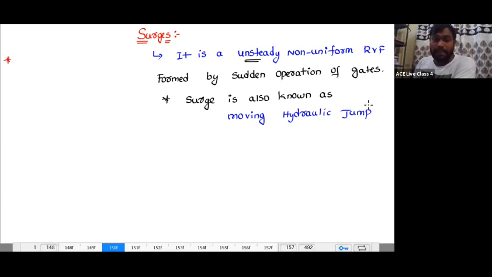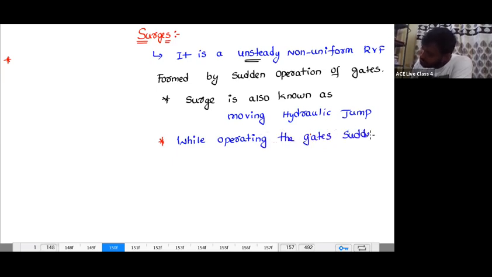So when you suddenly operate the gates, if the water level rises, while operating the gates suddenly, now you see, if the water level rises, it is known as a positive surge.